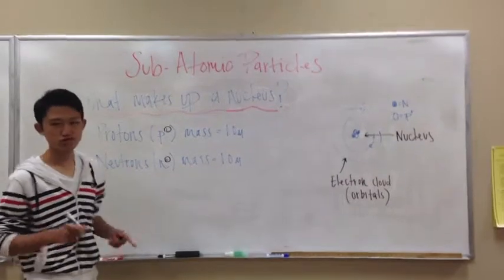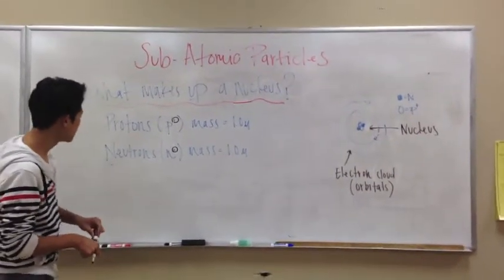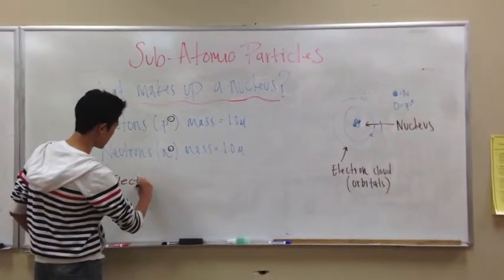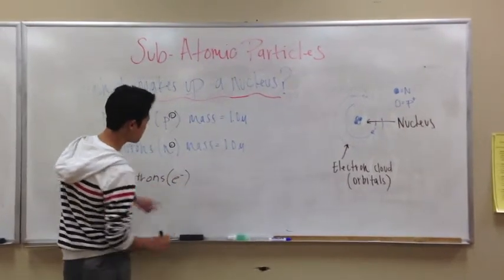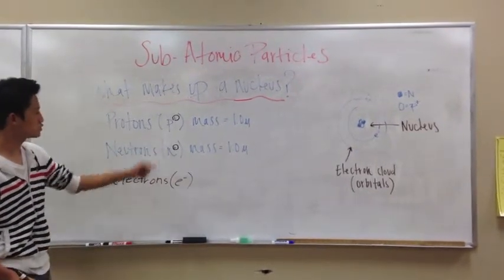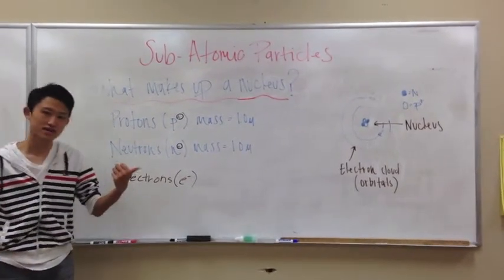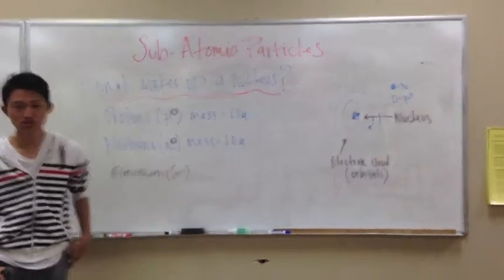But protons and neutrons aren't the only subatomic particles in atoms. We also have electrons, which are important because they have a minus charge, which equals out with the proton's plus charge, which is why unless an atom becomes an ion, they keep a neutral charge.